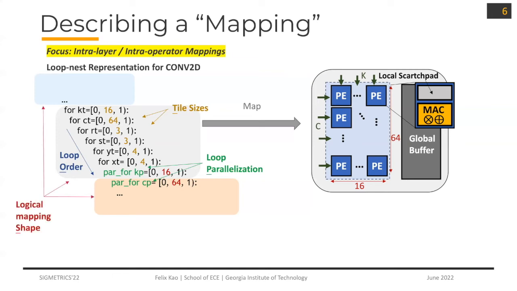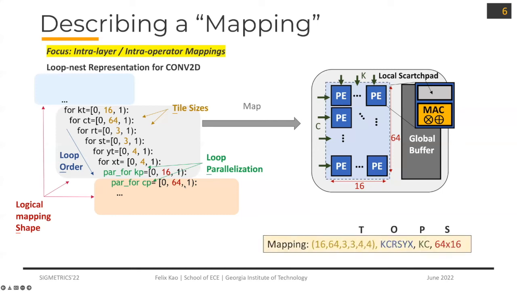Lastly, we have logical mapping shape, also called level of tiling. It describes the number of tiling levels we use in this mapping. It corresponds to the buffer hierarchy, such as L1, L2, L3, and memory. It also describes the logical shape of the compute unit, like a 2D PE array shape of 16 by 64. Finally, T for tiling, O for ordering, P for parallelism, and S for shape form the four mapping axes of the DNN accelerator.